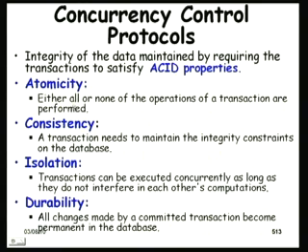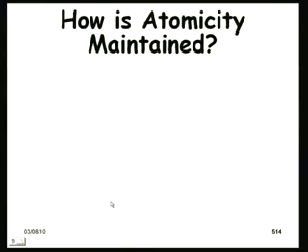So, these are four essential properties that ensure the consistency of the database, and these are very basic. In a first level database course, these should be discussed. So, we will not spend time on this.